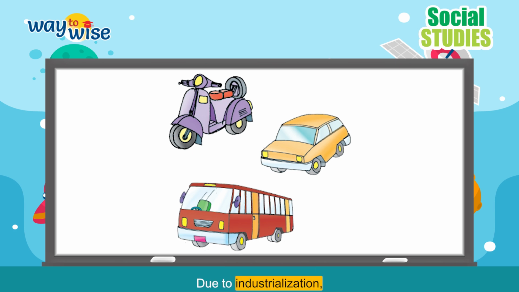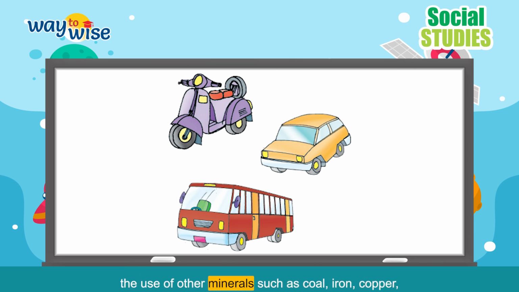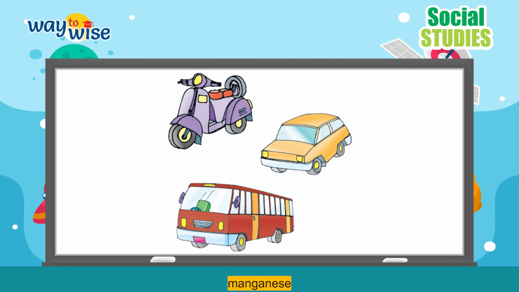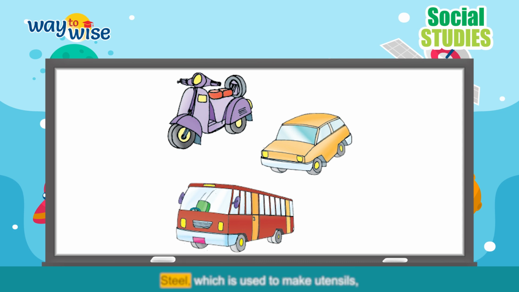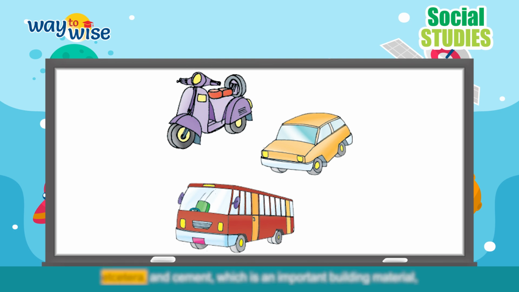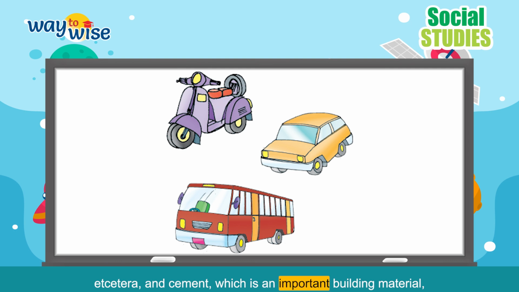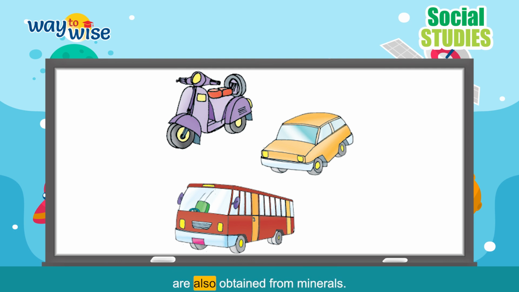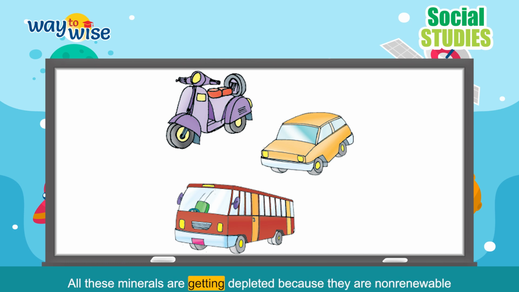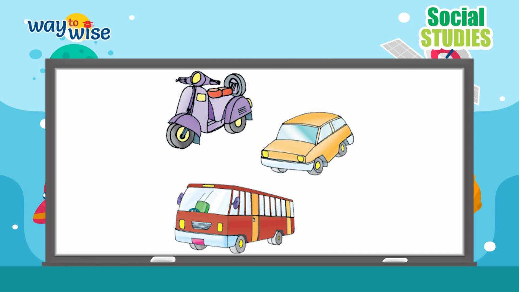Due to industrialization, the use of other minerals such as coal, iron, copper, bauxite, manganese, etc. is increasing day by day. Steel, which is used to make utensils, machines, cars, etc. and cement, which is an important building material, are also obtained from minerals. All these minerals are getting depleted because they are non-renewable natural resources.